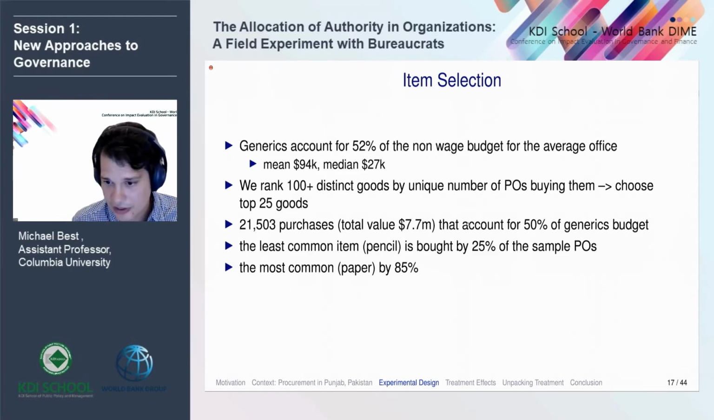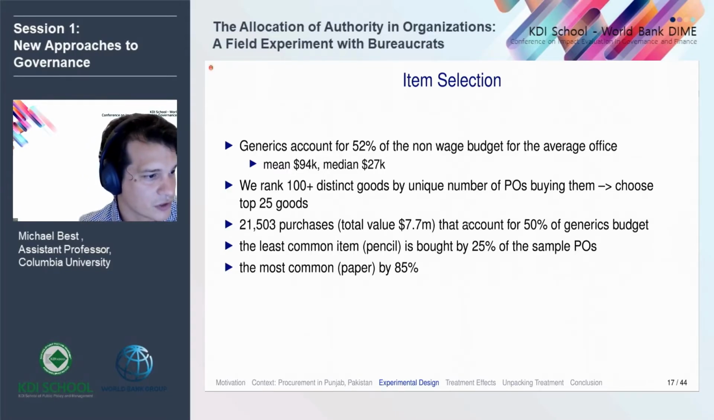And so the generic goods that we're focusing on, you may think, oh, this is paper, who cares? But actually, when you add it all up, this accounts for quite a large share of what people are spending. It accounts altogether for about 52% of the non-salary spending of the average office. So after we ran the system for about 2 years, we took the 100-odd goods that were in there and ranked them by how many people were buying them and chose the 25 most purchased goods, which means we end up with this sample of just over 20,000 purchases, accounting for about half of the spending in this category.